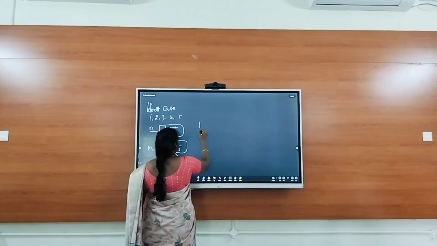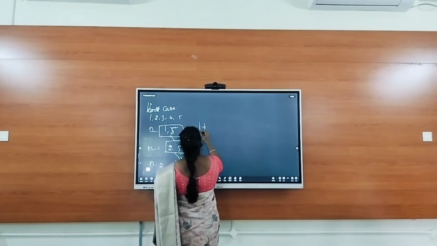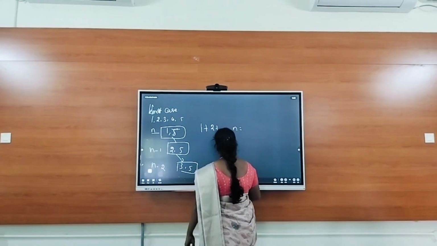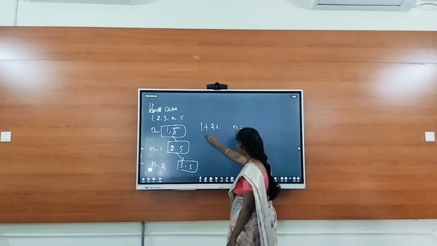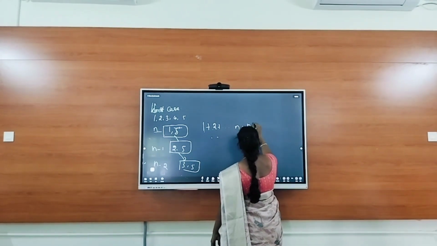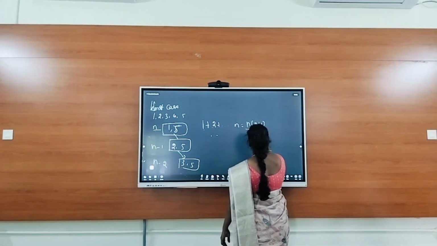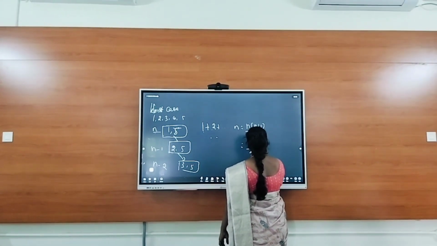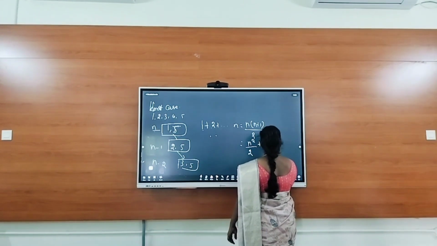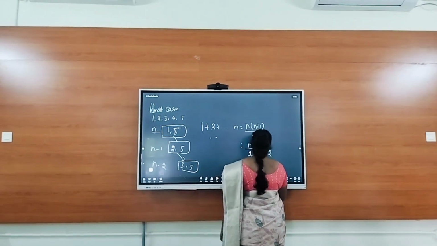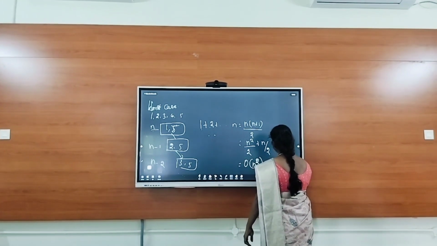Up to the single number, we get 1 plus 2 plus up to n comparisons. We write the formula n into n plus 1 divided by 2. So n square by 2 plus n by 2. So big O of n square is the time complexity for quick sort in the worst case.